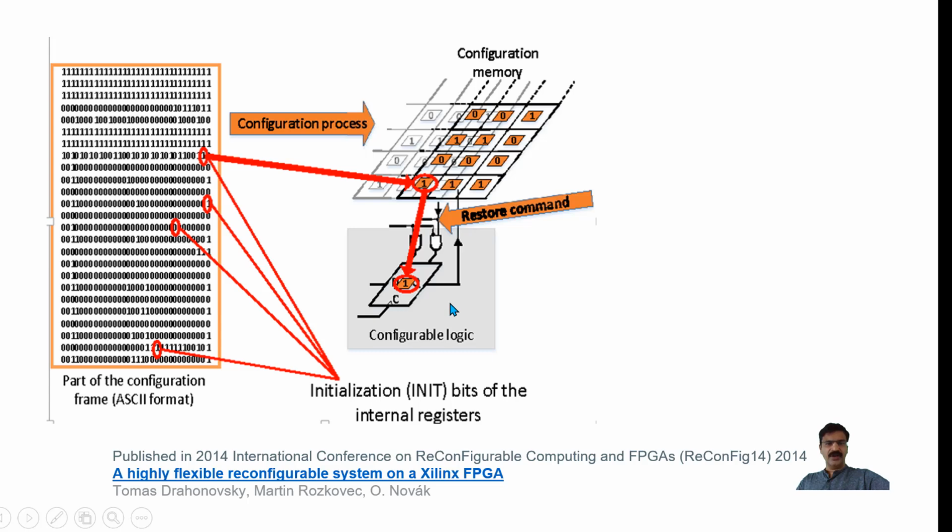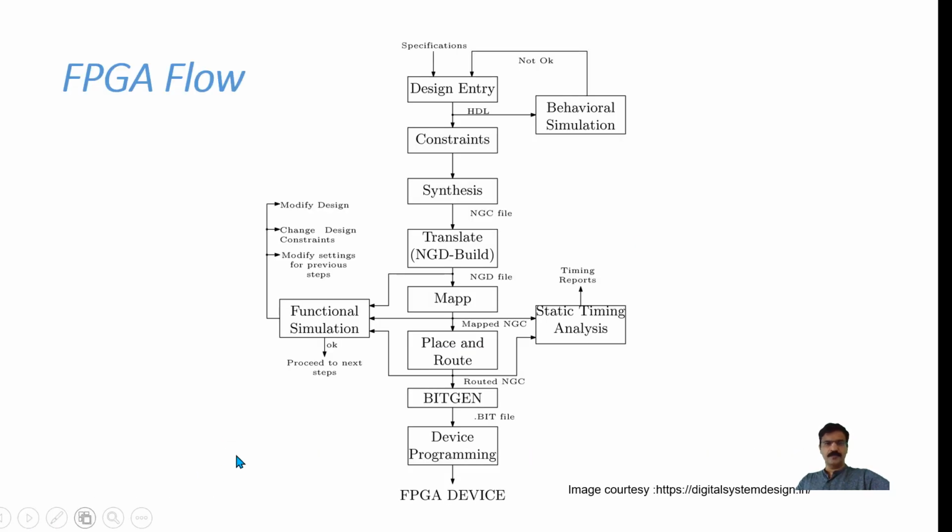So you have a lot of ones and zeros which is put into the configuration memory like this, and then finally it will come into a circuit. If you want to read more on this, "A Highly Flexible Reconfiguration System on Xilinx FPGA" by Thomas and Martin is there, from the 2014 ReConFig conference. You can read that. So this is what the basic design flow looks like.